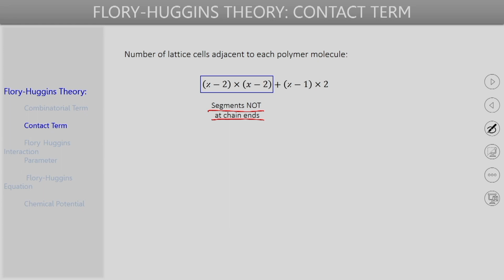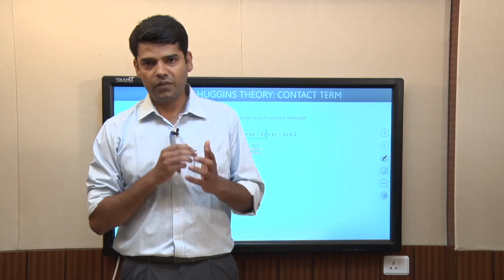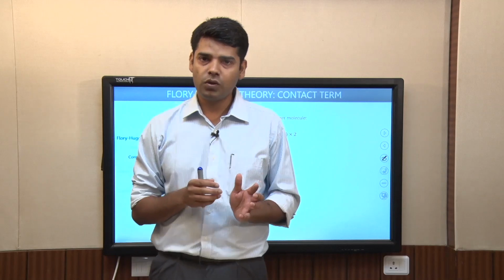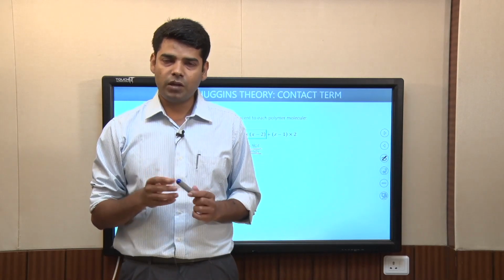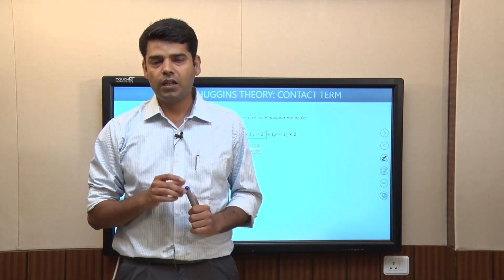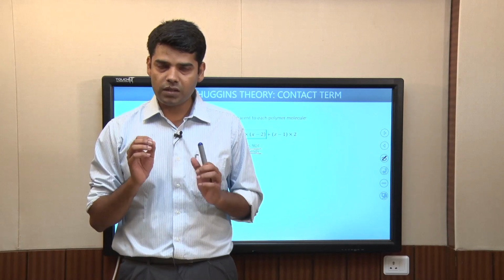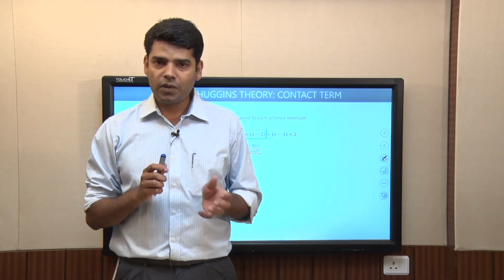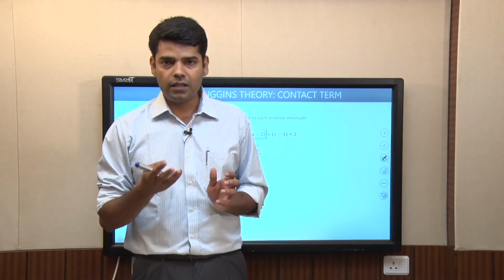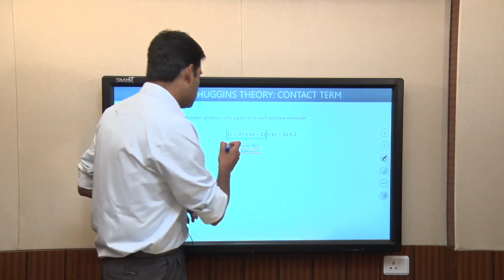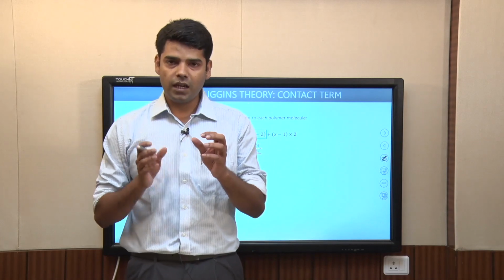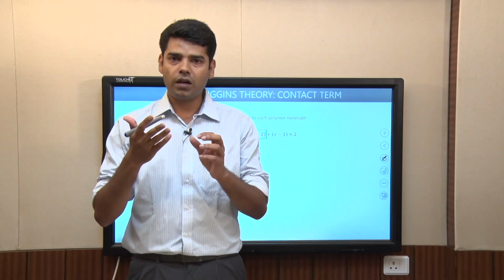So, if we have a total of x segments in a given polymer molecule, then the number of segments which are not chain ends will be x minus 2, because we are considering only linear polymers, which will have 2 chain ends. So, if we remove those 2 chain ends, then we will have x minus 2 segments, and each of these x minus 2 segments will have z minus 2 adjacent lattice cells. Now, this z minus 2 comes from the fact that a given polymer segment which is not a chain end will be connected to 2 other polymer segments.